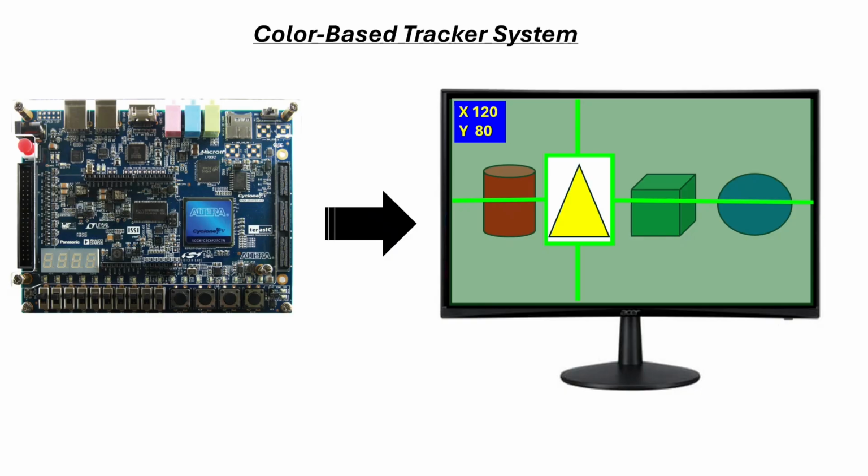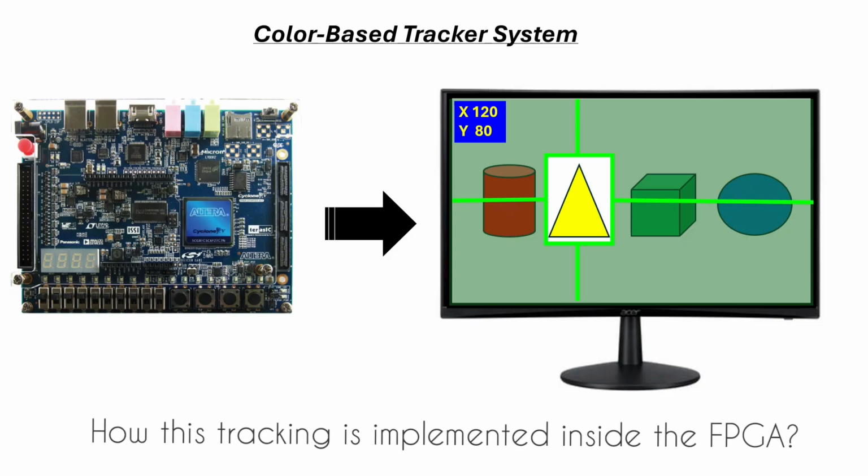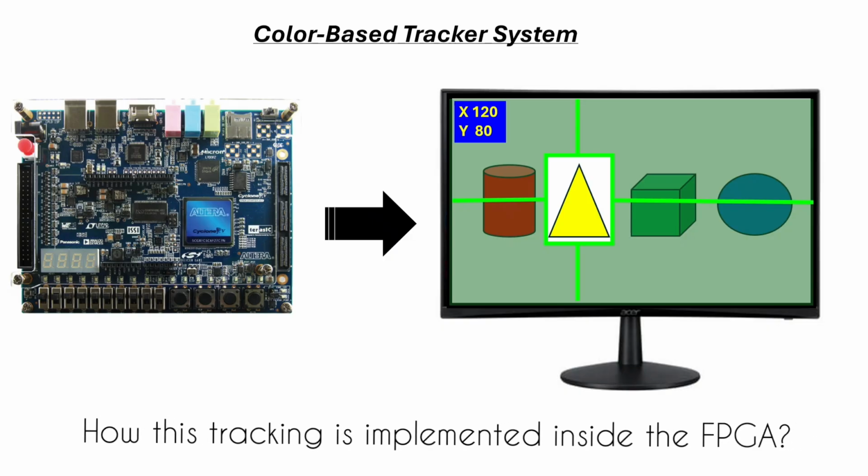So that was a quick demo of the color tracking system. Now let's dive into the details and see how this tracking is actually implemented inside the FPGA. The tracking system uses a 4-stage video processing pipeline.